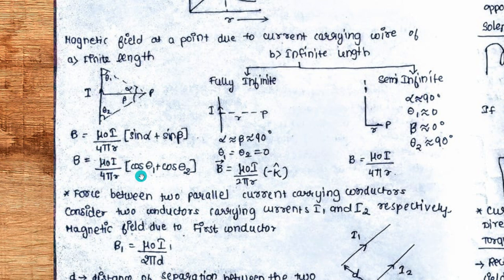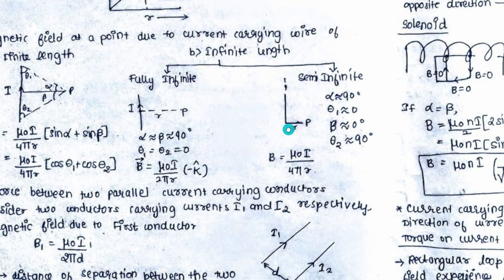Now B is again mu naught by 4 pi into I by r, or mu naught I by 4 pi r into cos theta 1 plus cos theta 2. This is the same formula, just a difference as you can see, sin alpha plus sin beta or cos theta 1 plus cos theta 2. You should remember what the alpha and beta angles and the theta 1 and theta 2 angles are.